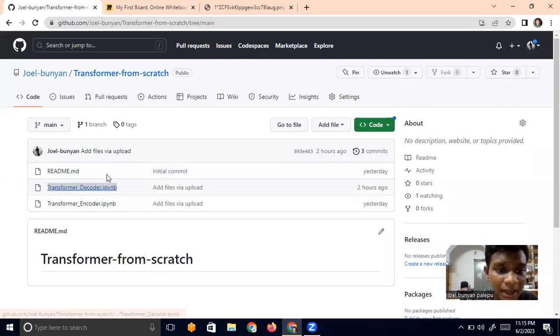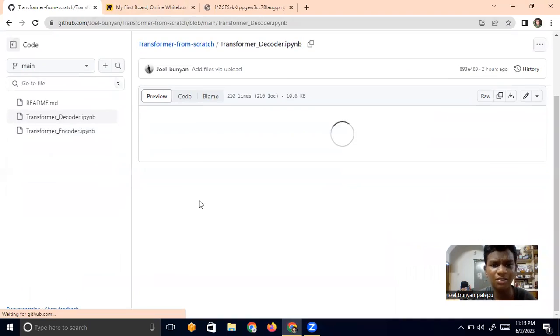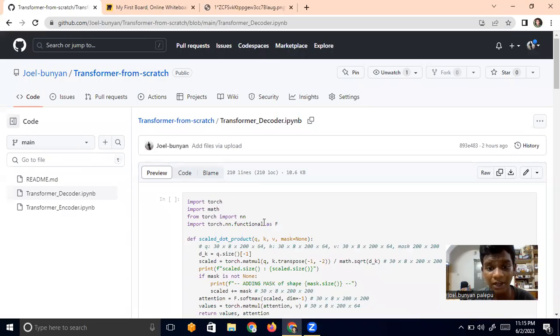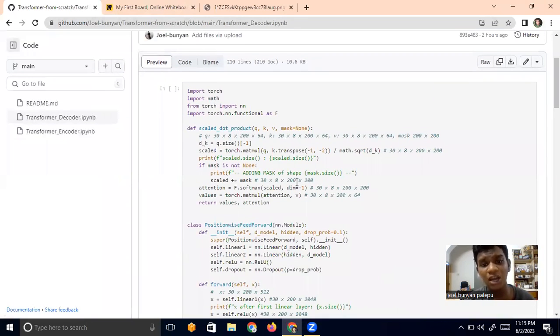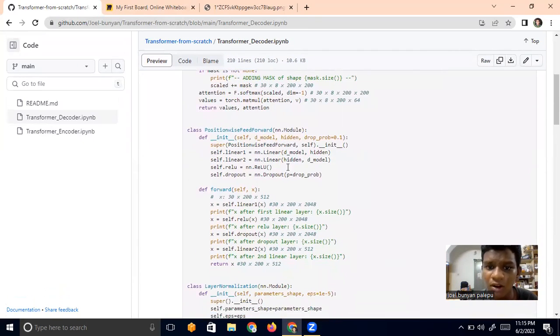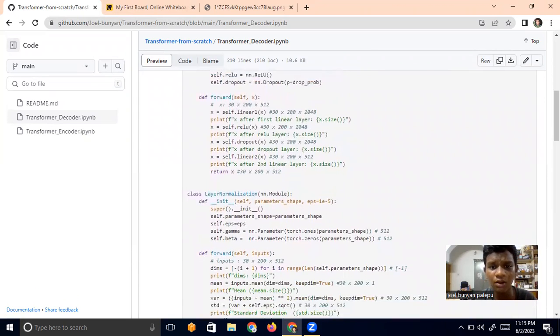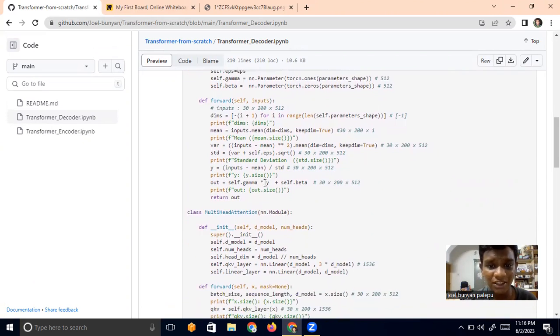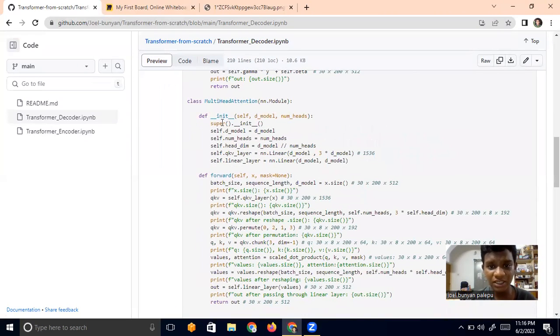Now let's look at an implementation. It is implemented in PyTorch, and if you are aware of TensorFlow, you can understand PyTorch very easily. We are again going to do scaled dot product attention. You know about this. You know about the position-wise feed forward, like a normal feed forward neural network, and layer normalization also, subtracting the mean and dividing by the standard deviation.